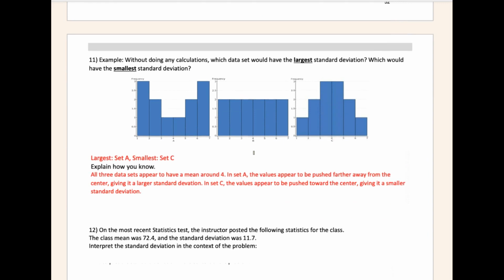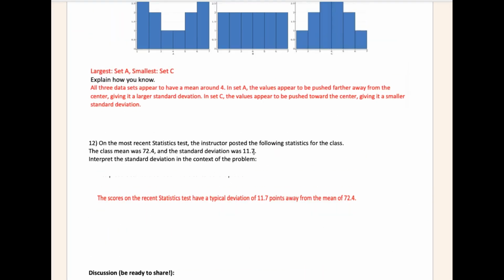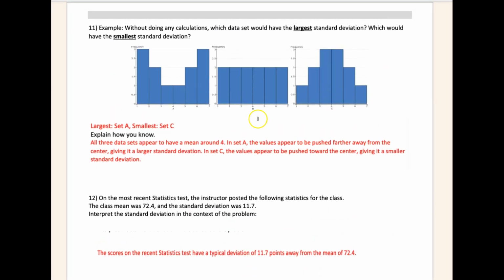And then the last thing here is you would want to be able to determine just from a graph which one has the largest standard deviation. And so you can see the largest is going to be set A, this one here. Because you see the mean is in the middle. That's a measure of center, the middle. And so you can see you have a lot more values that are farther from the mean. So this would have the largest standard deviation.